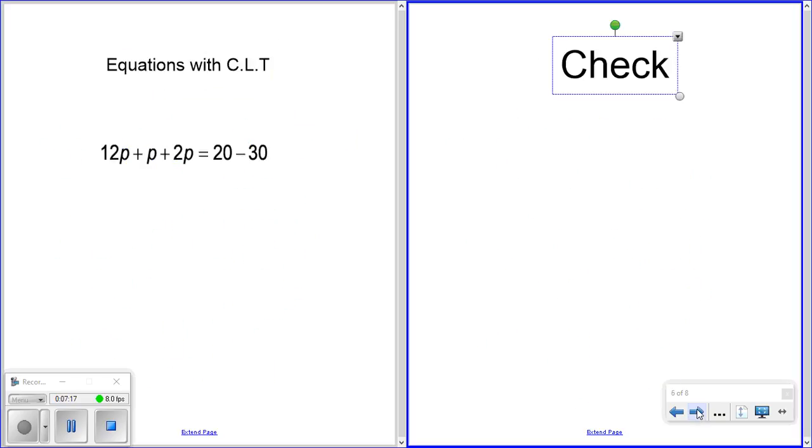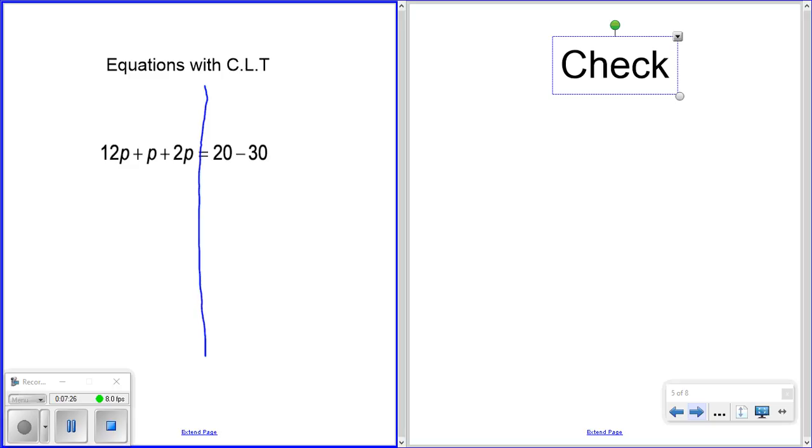Now we're going to deal with equations that combine like terms. What you'll see here is that you have two sides of this equation, and there are things to combine on both sides. So what we'll combine on this side is any term that has a p. 1, 2, 3. So we can combine those. So that's 13. It's 12 plus 1 is 13, right? Because every variable that does not have a coefficient has an imaginary 1 in front. So 12 plus 1 is 13. 13 plus 2 is 15p is equal to 20 minus 30 is negative 10.